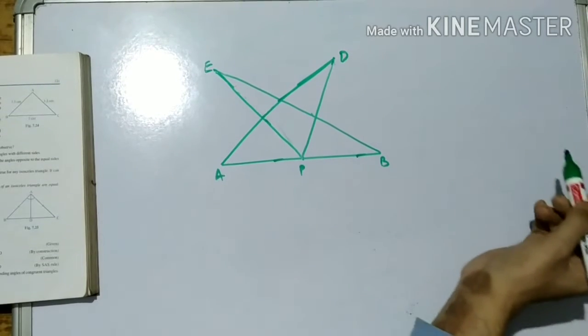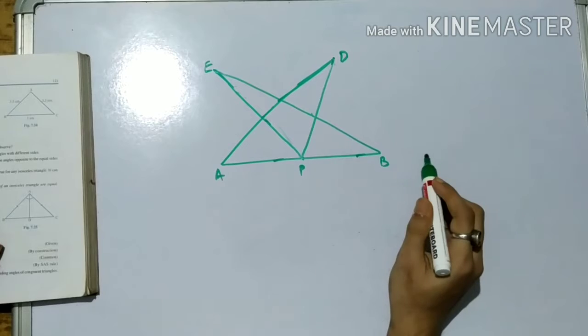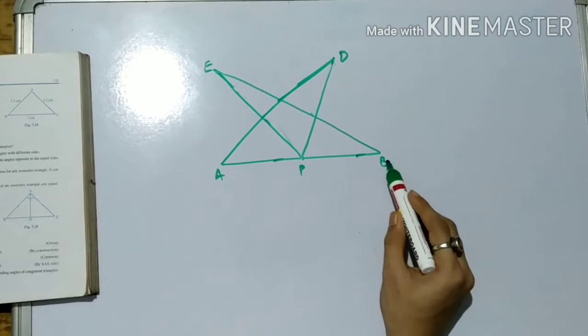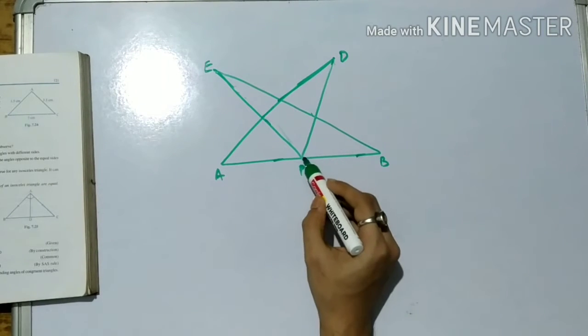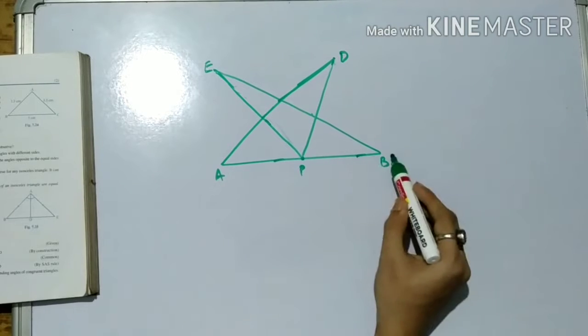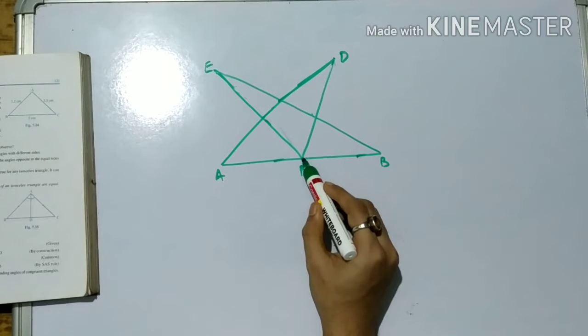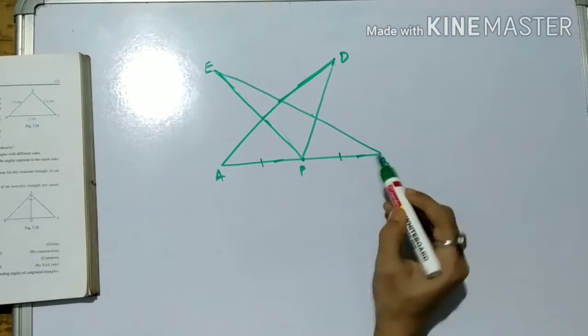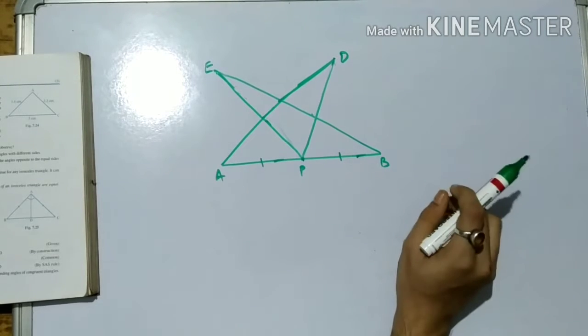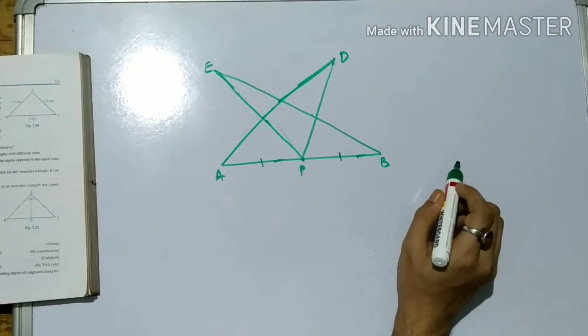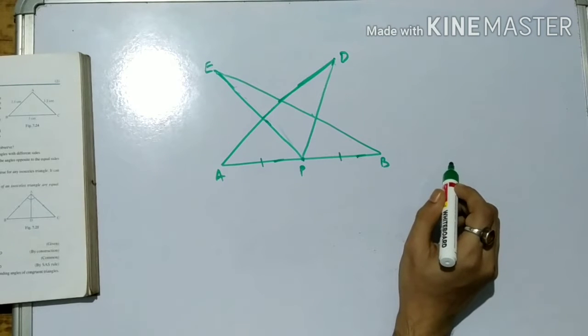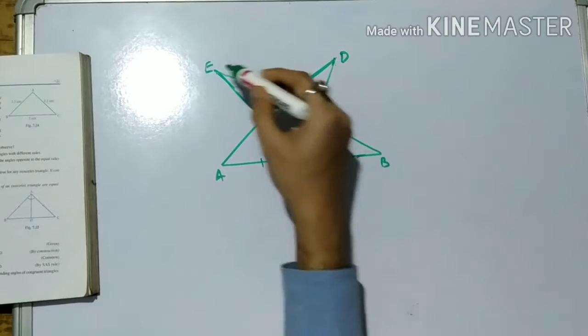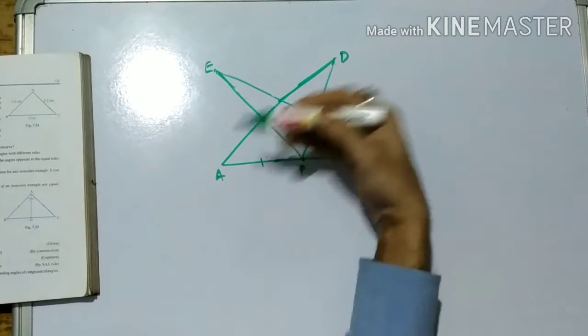In here you see what are the things given. AB is a line segment and P is the midpoint. That means from here I will get that AP is equal to BP. And then D and E are points on the same side of AB.